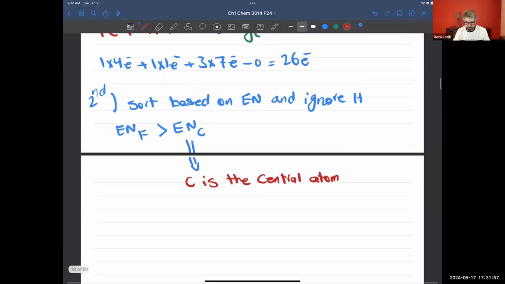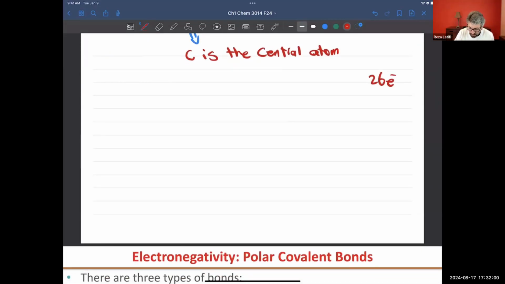And how many electrons do we have? 26. So write the 26 somewhere for yourself. Okay, and put carbon in the middle. Now you have hydrogen and 3 fluorines. Put them wherever you want.